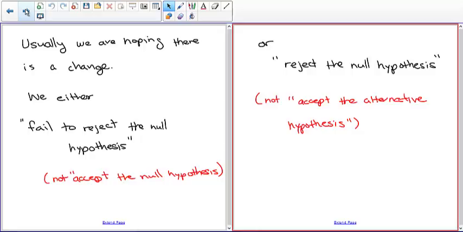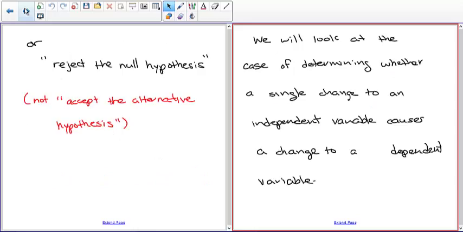So those are the two possible answers. So we're usually hoping for a change. Those are the two results we can have. Okay.